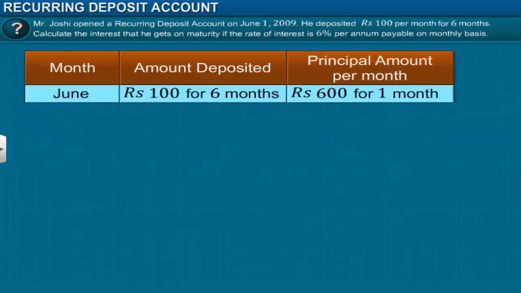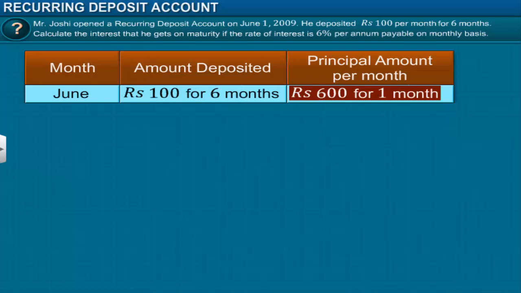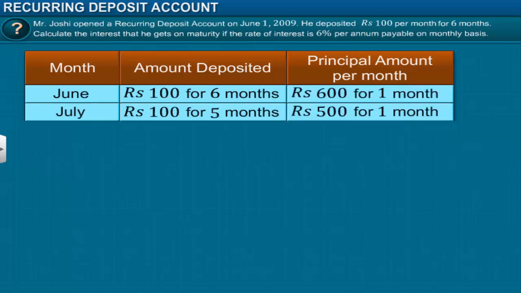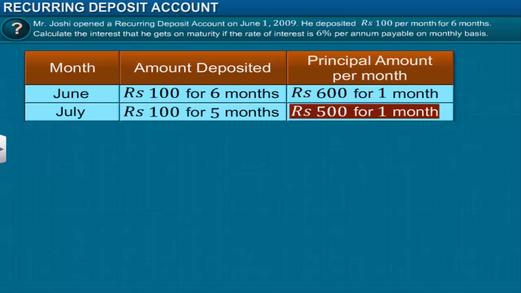100 rupees is deposited in the bank on the 1st of June, which remains with the bank for 6 months. Therefore, 100 rupees deposited for 6 months may be considered as 600 rupees deposited for a month. Again, Mr. Joshi deposited 100 rupees on the 1st of July, which remains with the bank for 5 months. Therefore, 100 rupees deposited for 5 months may be taken as 500 rupees deposited for 1 month.